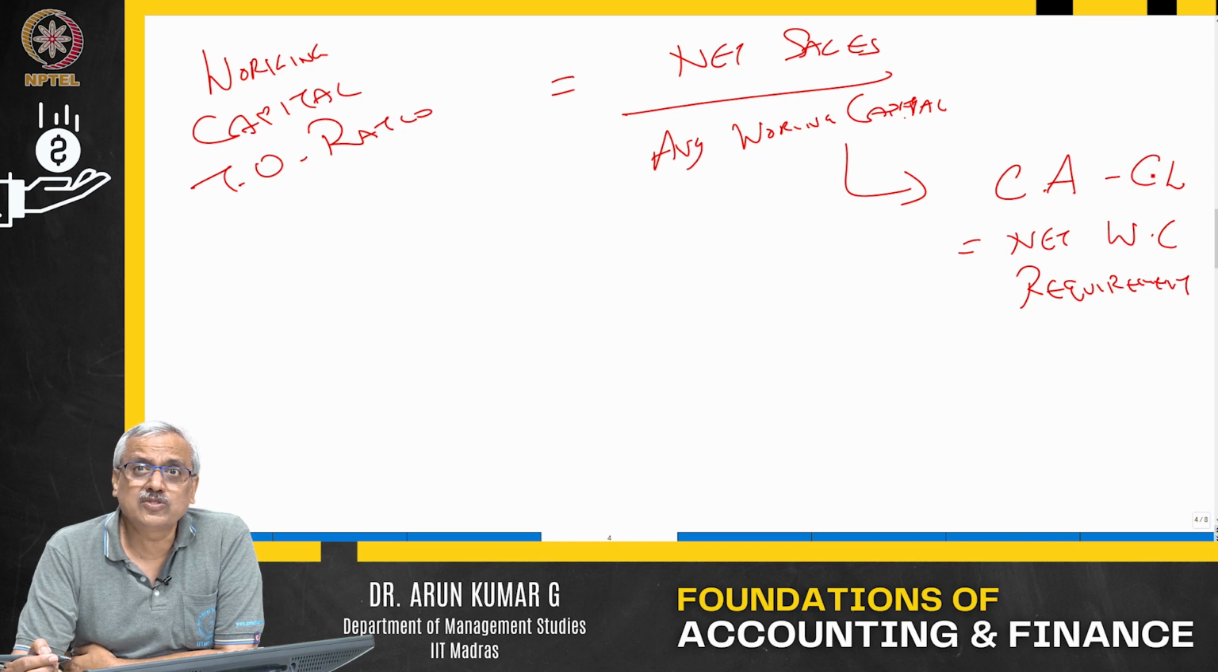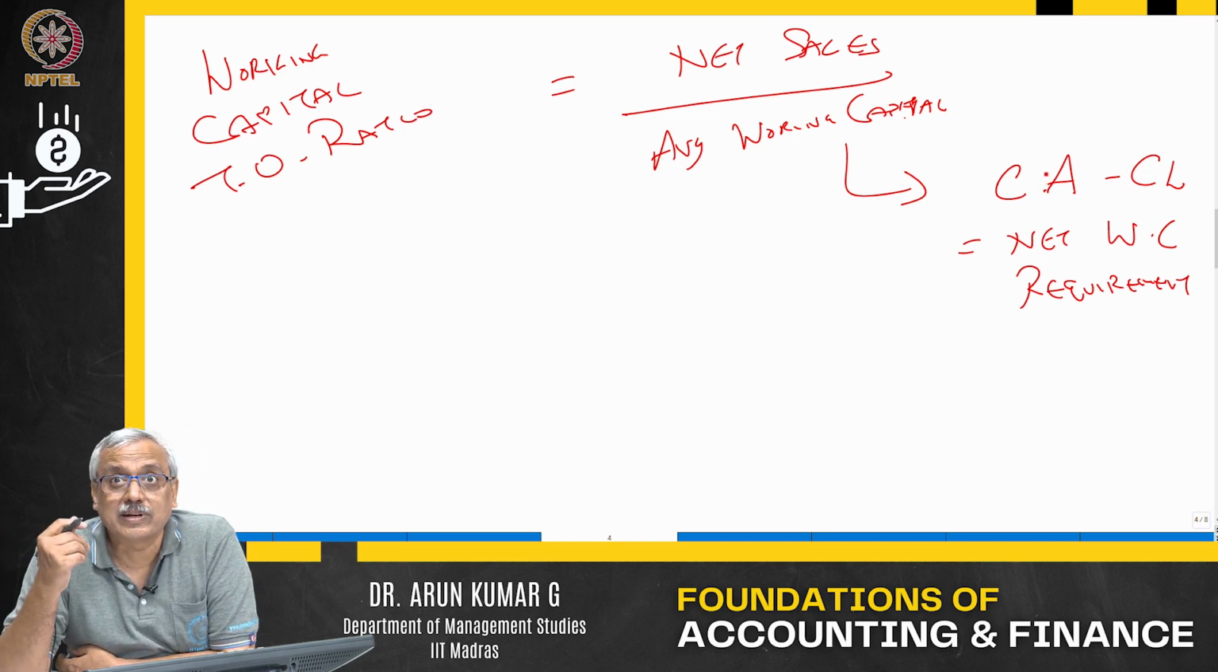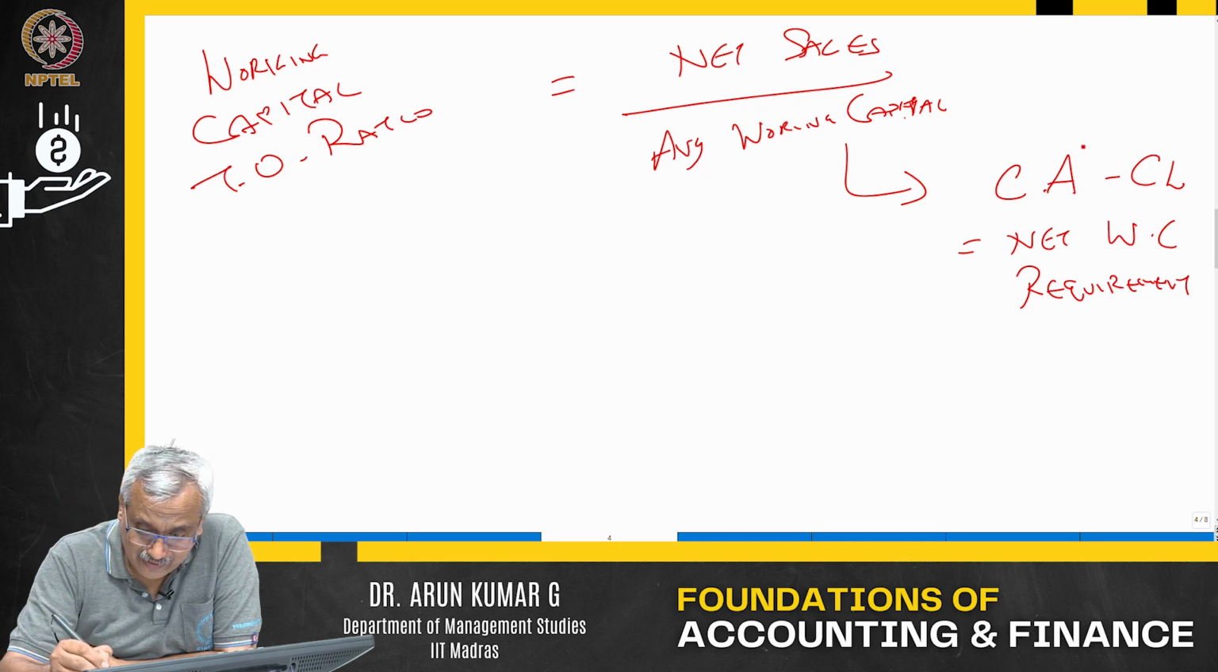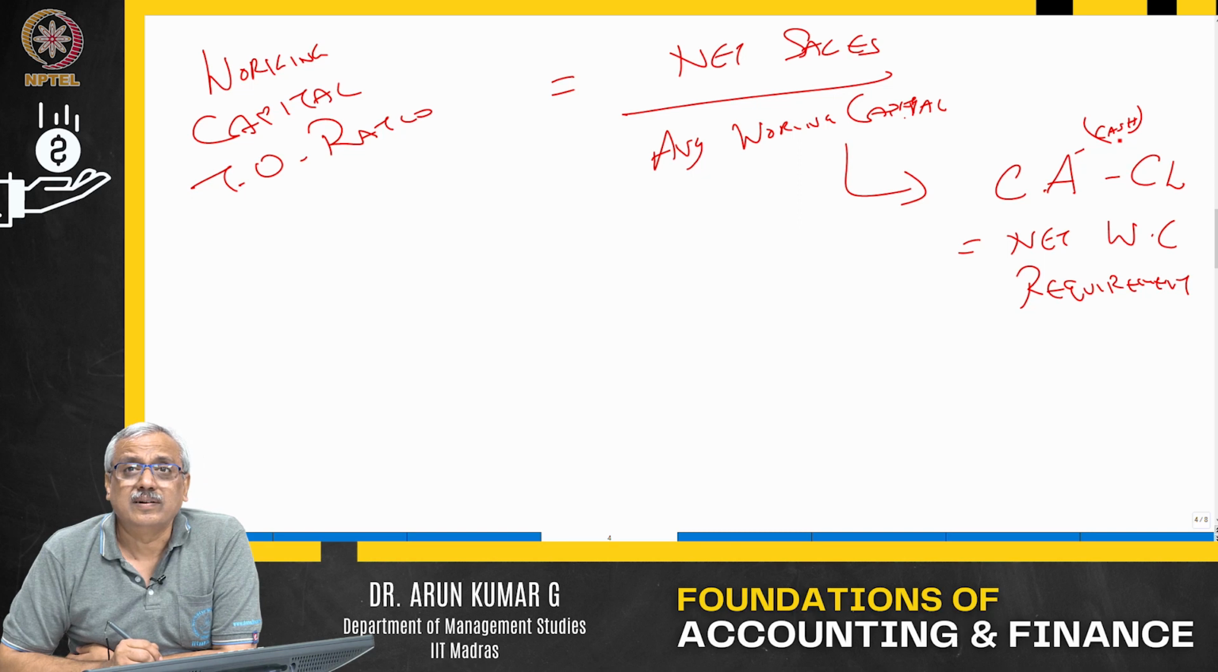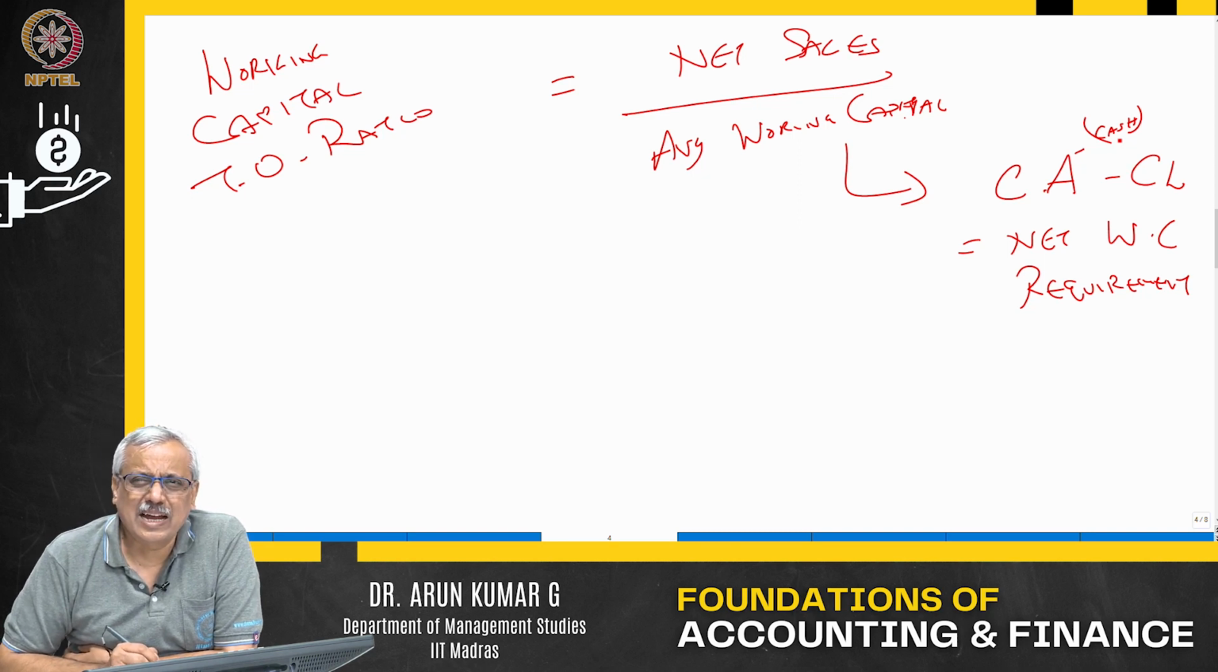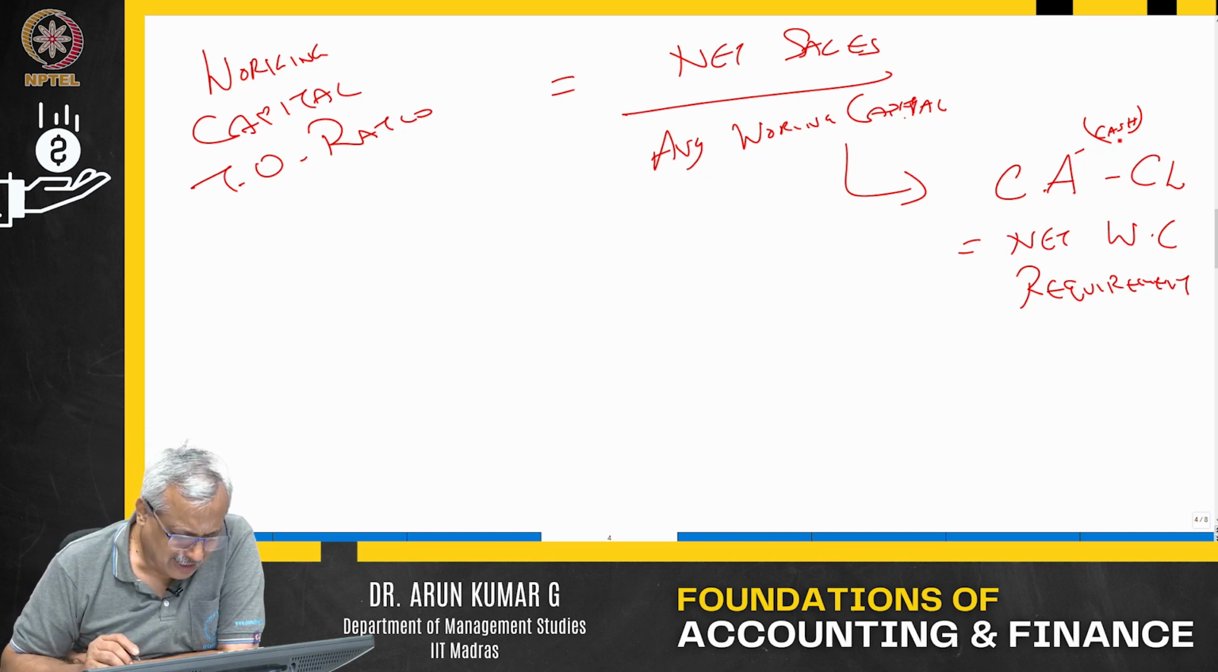If I say gross working capital, then only the current assets is the gross working capital out there. That is current assets, we will say normally minus cash. Now, what is this, sir? Gross working capital, net working capital, not very clear. Let me explain that.